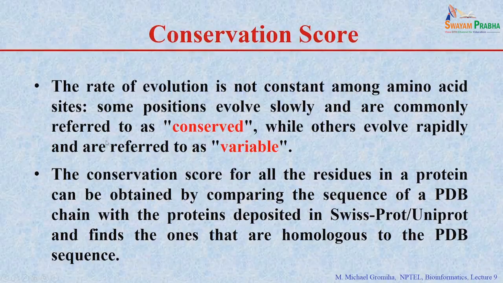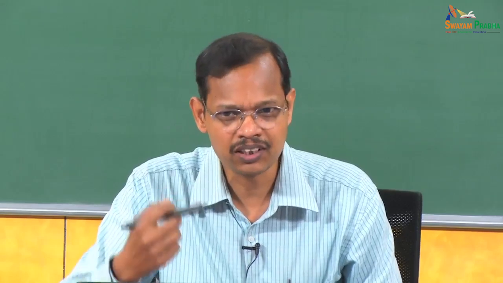So, the positions which are the same are called conserved. The ones which evolve rapidly and change in different organisms are called variable. So, if you have a multiple sequence alignment, you can look at the positions. In some positions, you can see that the residues maintain the same location; they are called conserved. And in some cases, different organisms change the residues; they are called variable.